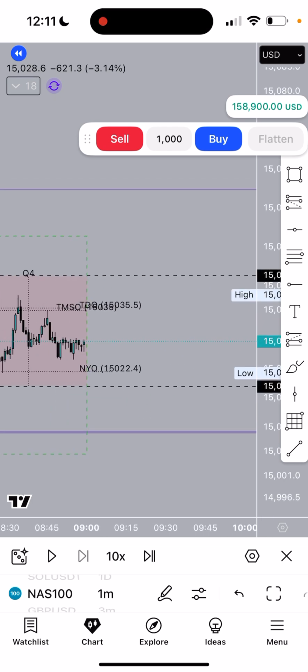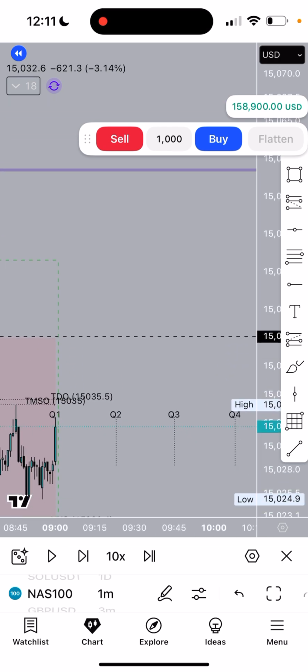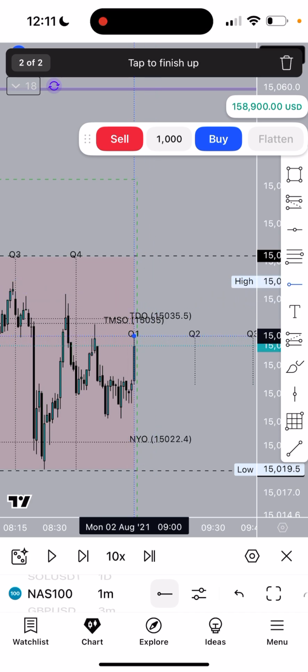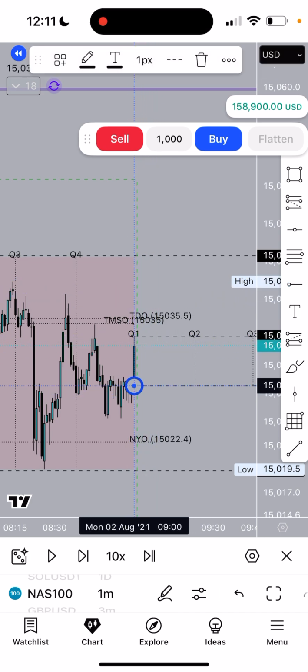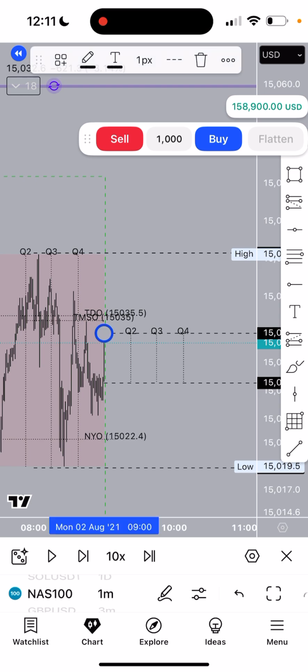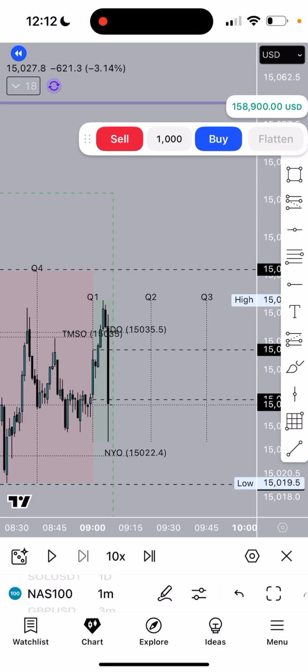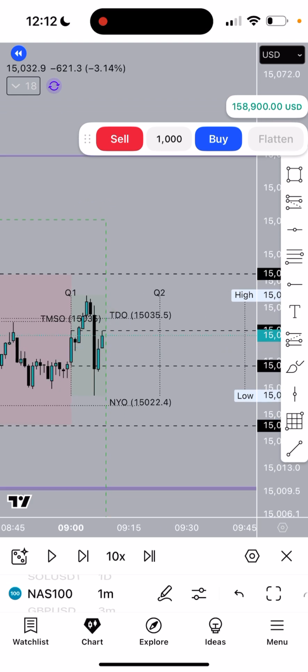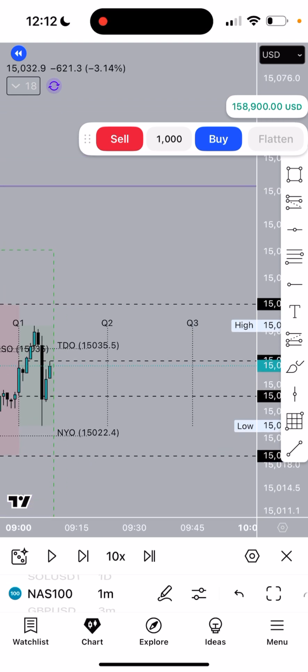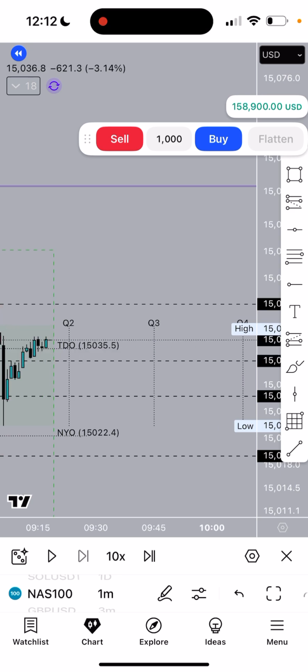So now we're going to find the 9 a.m. opening price, which is over here. Good. Looking for a manipulation either above or under. Let's wait for it. We have a manipulation above, so we know we're going to be bearish, right? That's our first confirmation. Second confirmation is going to be on the second quarter, right?